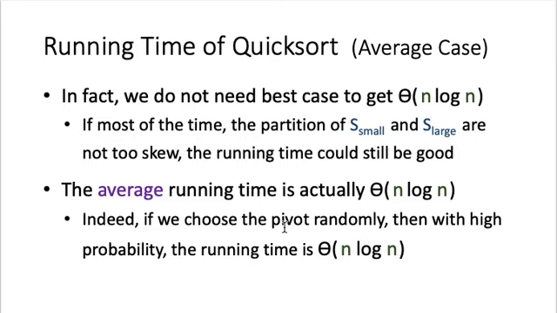Here, we didn't say how we are going to select the pivot. But suppose that the pivot is chosen randomly to be any item in S with equal chance. Okay, so we can pick any item of S to become the pivot. Then, with high probability, the running time is theta of n log n. So let's say 95% of the chance the running time is n log n, and on average it is of n log n.